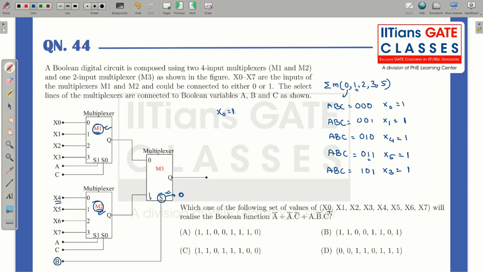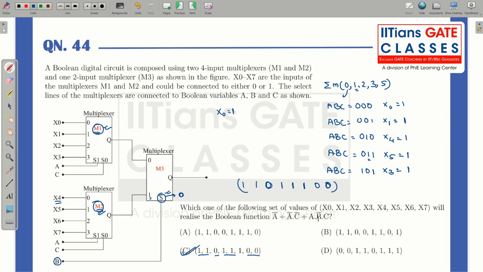So out of x0 to x7, if I have to write the order, x0 is 1, x1 is 1, x2 should be 0 because we are not getting it, x3 should be 1, x4 is 1, x5 is 1, x6 is 0, x7 is 0. So which sequence are we getting? Double 1, 0, triple 1, double 0. So option C is your correct answer.